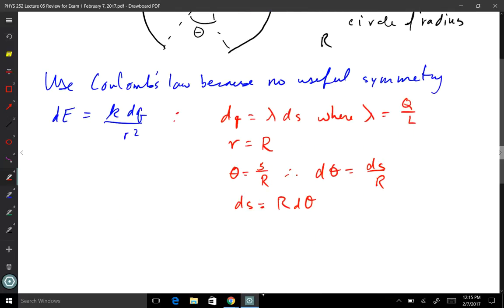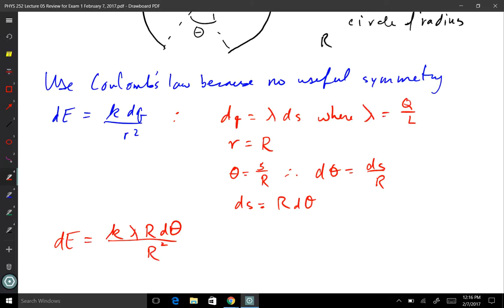So now that I have this, putting all of this in, I'm going to have dE magnitude is equal to K lambda R d theta over R squared. I think I did everything right there. We can cancel one of the R's. And so there's my dE.